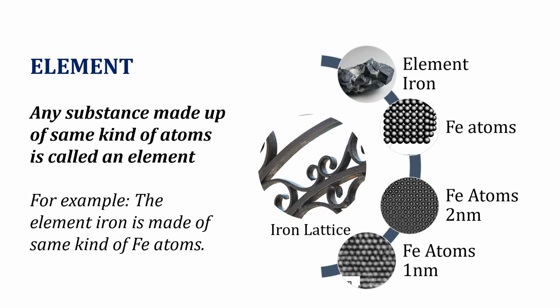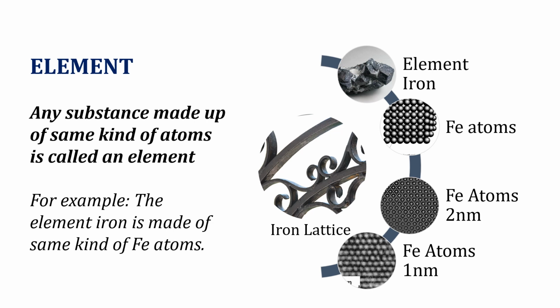Now let's learn what these elements are made of. They are made of the same kind of atoms. For example, let's look at the element iron. Iron is made of the same kind of iron atoms which are identical in shape, mass and other properties.